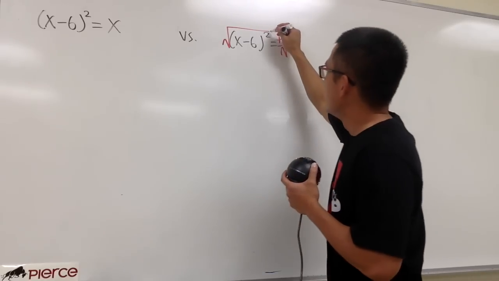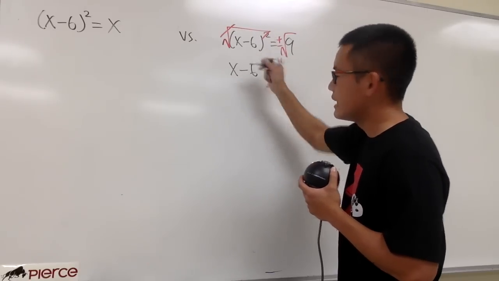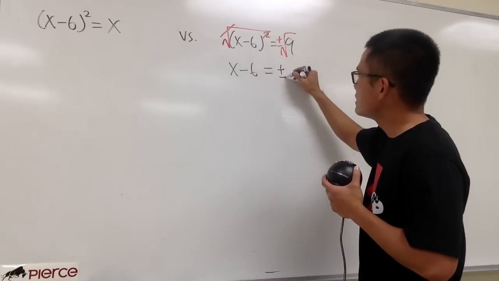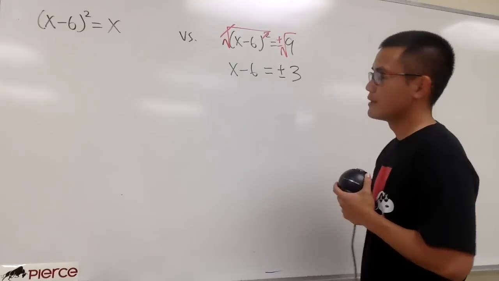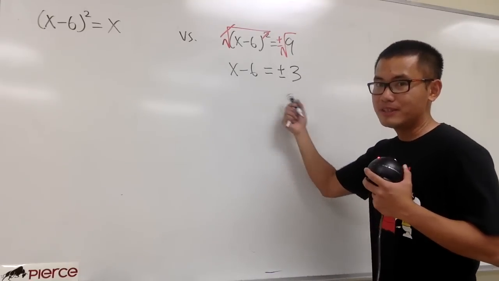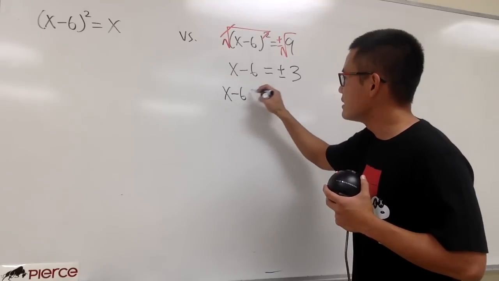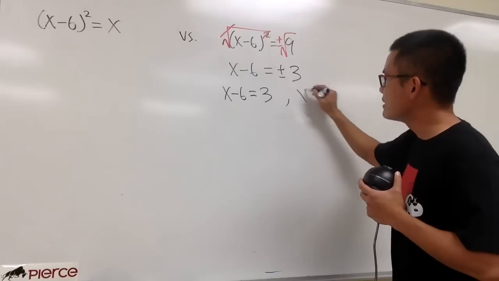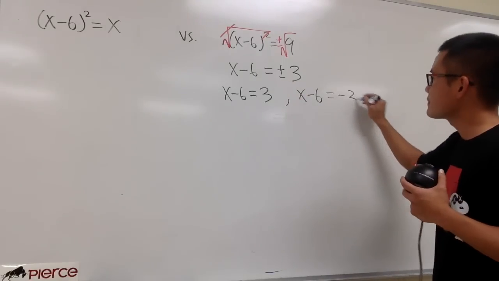And you see right away, square and square root cancel. And we can just get x minus 6 on the left-hand side. And this is equal to plus minus the square root of 9, which is just a regular 3, isn't it? And what does this mean? It means that we have two things to do, isn't it? First one, x minus 6 equals positive 3. And the second one, x minus 6 equals negative 3, right?